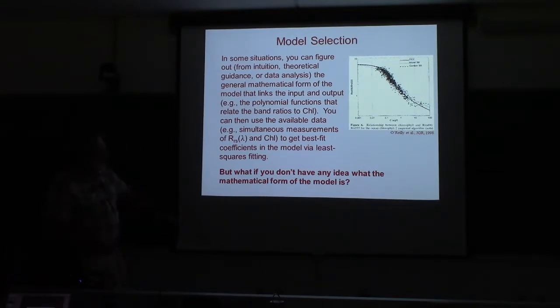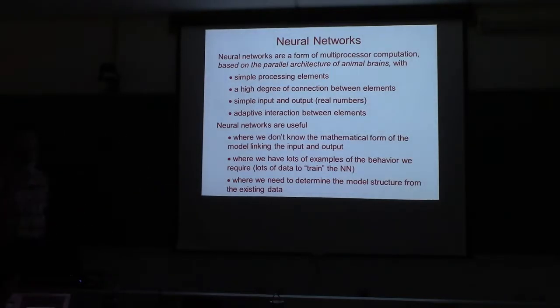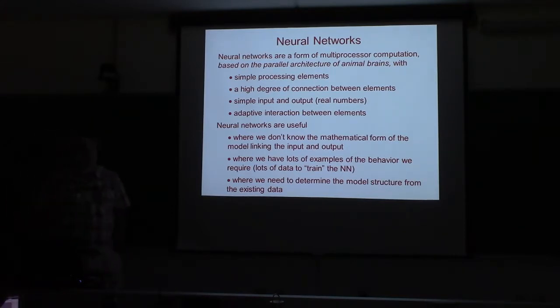So in that case, you don't really know what this mathematical form of your model should look like if you have a bunch of different inputs. So that leads us to the neural network business. The idea here is you're going to have, as we'll see, what's called a multiprocessor computation. And it's based on the idea of how animal brains work and do things kind of in parallel.